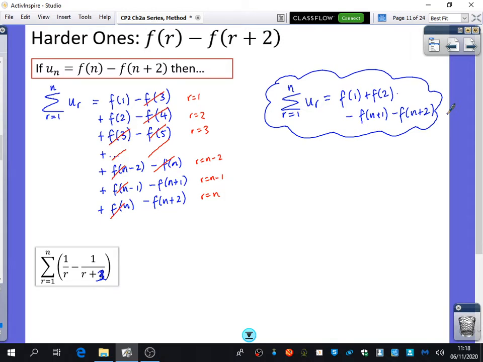If you flipped them, so if it was f of n minus f of n plus 2 minus f of n, you would have these 2 and these two remaining. Kind of like we did in one of the other examples earlier on. Most of the time they should be this way round, but you know what happens in further maths.